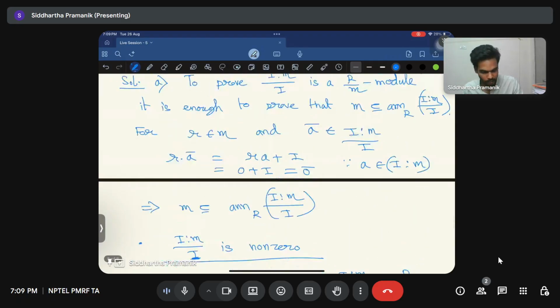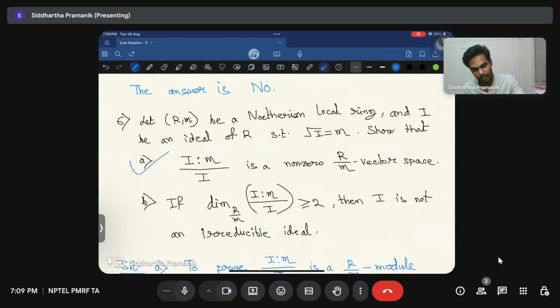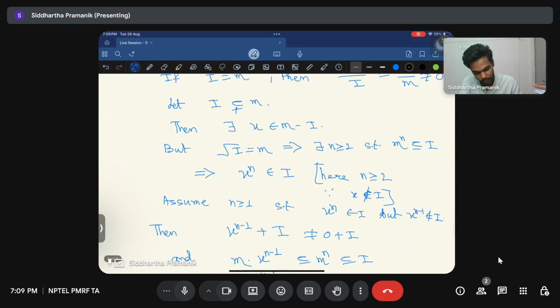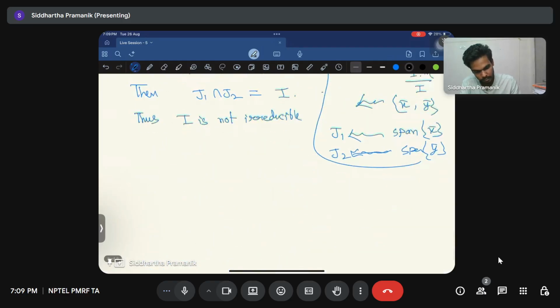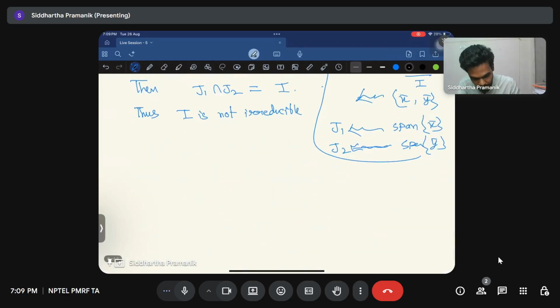So just remember this fact: if you have an m-primary ideal I, and you get this vector space with dimension bigger than 2, then that ideal cannot be irreducible. Okay, let's use this to prove another fact.